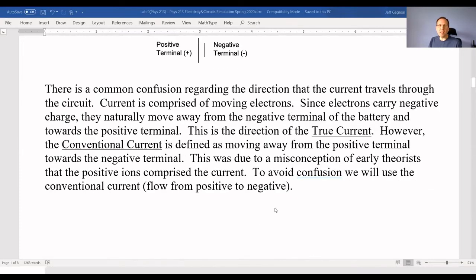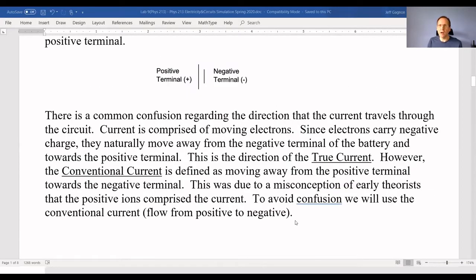Now, there's a common confusion regarding the direction that current travels through the circuit. Current, as you know, really consists of moving electrons, right? And since electrons carry negative charge, they're going to be repelled from the negative side of the battery, and they're going to be attracted to the positive side of the battery. So that would be the direction of the true current. Okay, so it's really the movement of electrons.